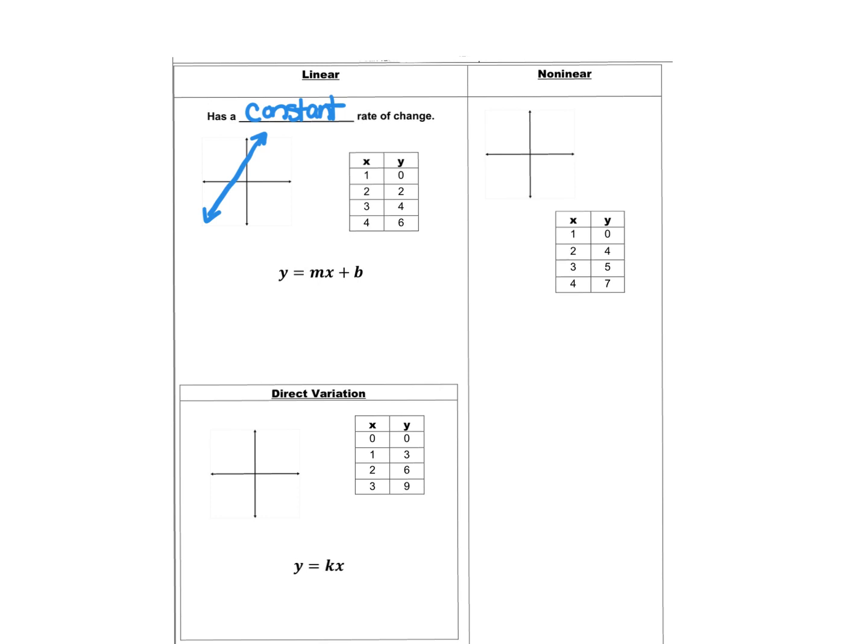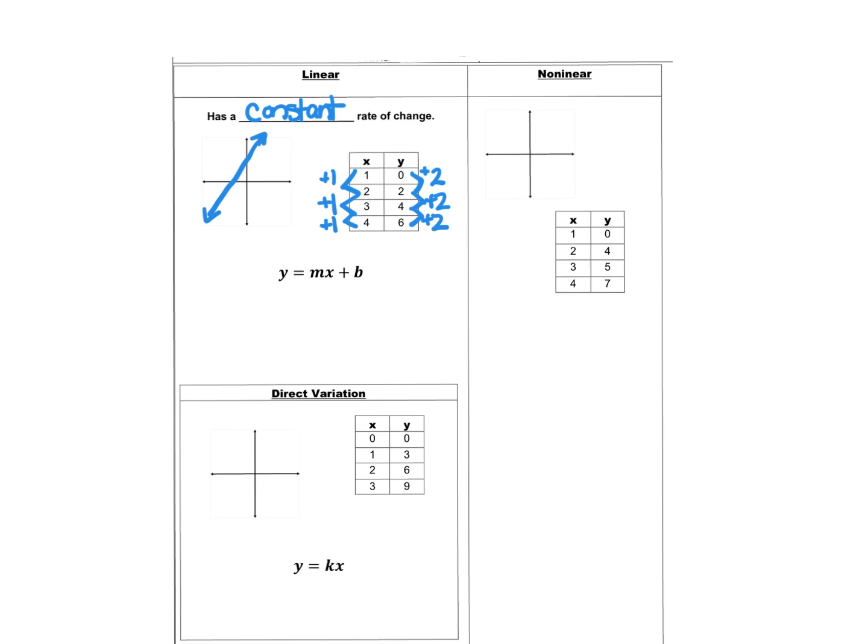In order to tell if a graph or a table is linear, we need to check the change in the y over the change in the x to see if it's constant. So notice how we're going up 2 in our y, we're going up 2, and we're going up 2. In our x's, we're going up 1, and up 1. So our rate of change here is 2 all over 1. It's the change in the y all over the change in the x. Notice how they're constant. You're going up 2 for every 1 you're going over.